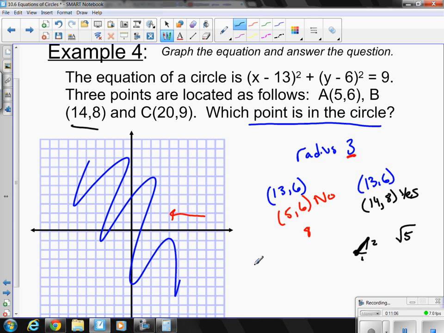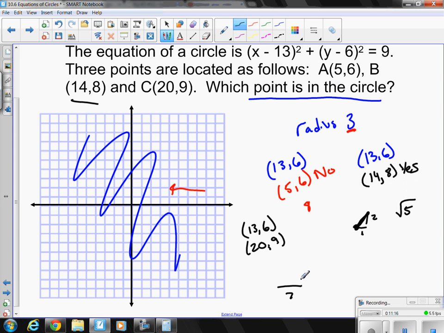And then lastly, (2, 9). How far is that from (13, 6)? Well, I'm going 7 in the x direction, 3 in the y direction. That means the distance from this point to the center of the circle is 7 squared plus 3 squared, or 49 plus 9. It's going to be the square root. This squared plus that squared equals that squared. So I have to take the square root of 58. And I know that the square root of 49 is 7, so this is more than 7. My circle has only got a radius of 3, so that one is going to be on the outside. So this is the point that is on the inside of that circle.